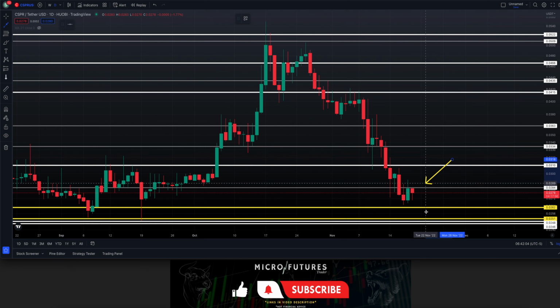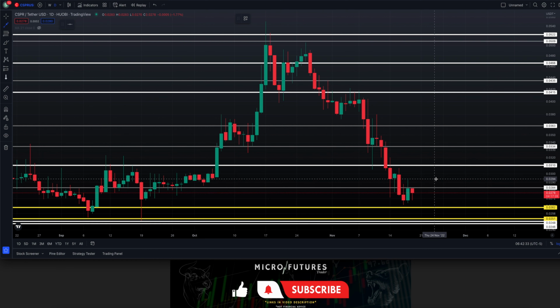If we can get above 0.284, we could be heading up to 0.310, which is up in here. But until we get above that, that is resistance. That's about a 9% move higher if we get above 0.284 and can rally up to 0.310. So that's that level.